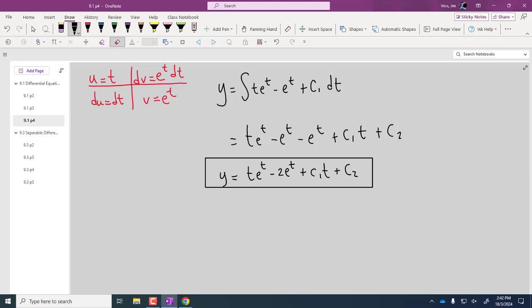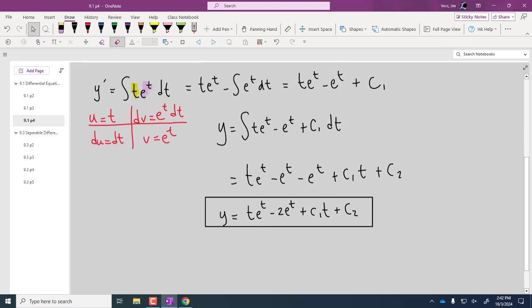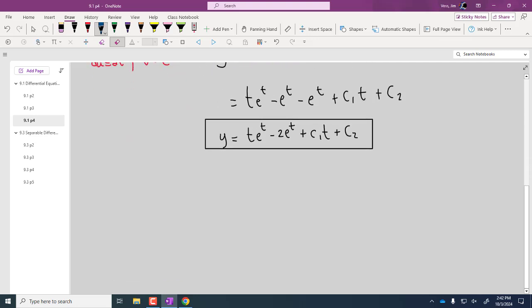Now we can use our two constants of integration and figure out what those constants are. So if we see y of 0 is 0, let's go with that one first. So y of 0 is 0. That would be 0, this would be -2, this would be 0, that would be C2. So we get C2 is equal to 2.